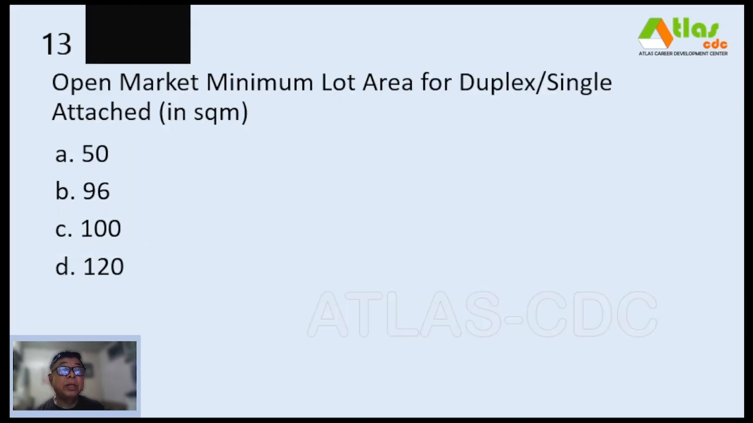So number 13, open market minimum lot area for duplex single attached in square meters. A. 50, B. 96, C. 100, and D. 120 square meters.